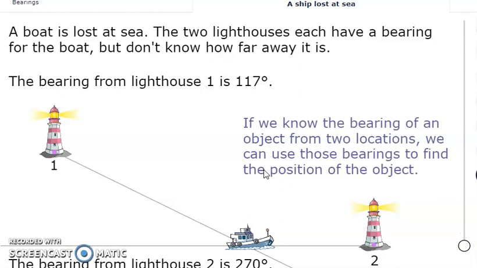If we know the bearing of an object from two locations, we can use those bearings to find the position of the object. I hope this was clear. So if you know the bearing of the ship from object 1 and object 2, then you can find the location of the ship. And that is used many times when a ship is lost in the sea.